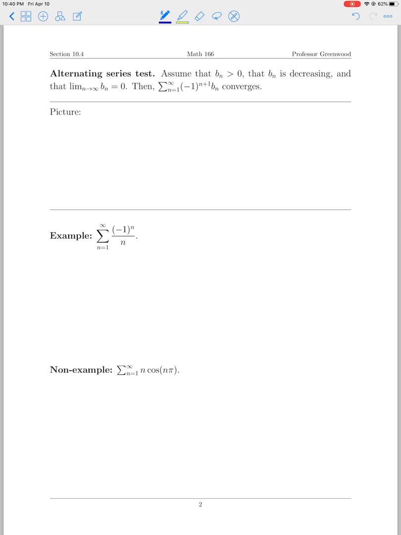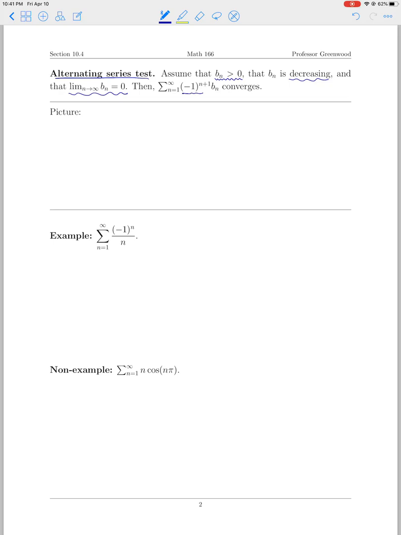Let's look at another tool for determining whether series with mixed signs converge. This is the alternating series test, and the idea is we'll look at series where they alternate between positive terms and negative terms. This is going to look a little weird at first, but we assume that we have a sequence that's always positive, that's decreasing, and that eventually goes to 0. Then we can make this alternating series by attaching a minus 1 to the n plus 1 to it.